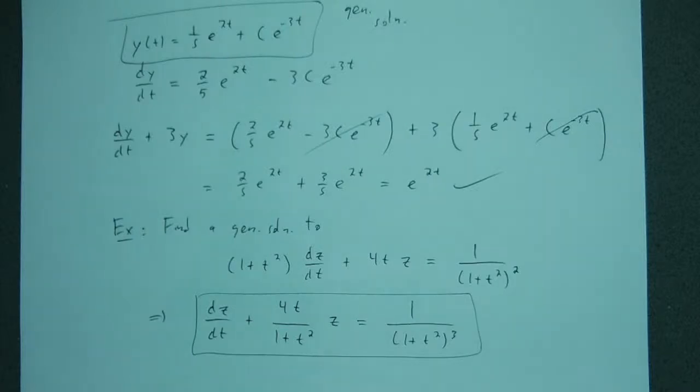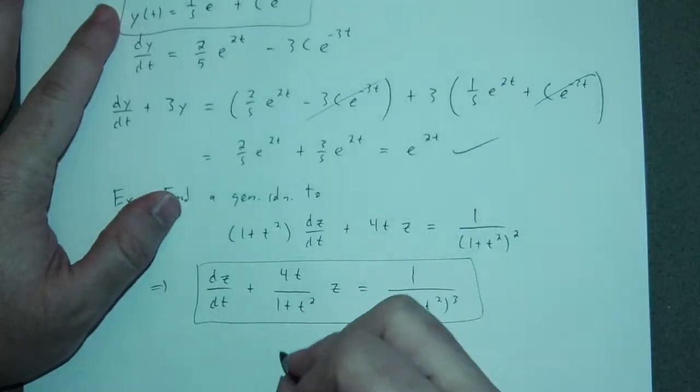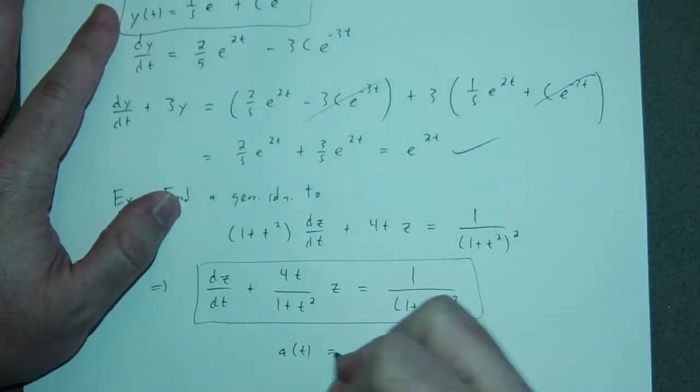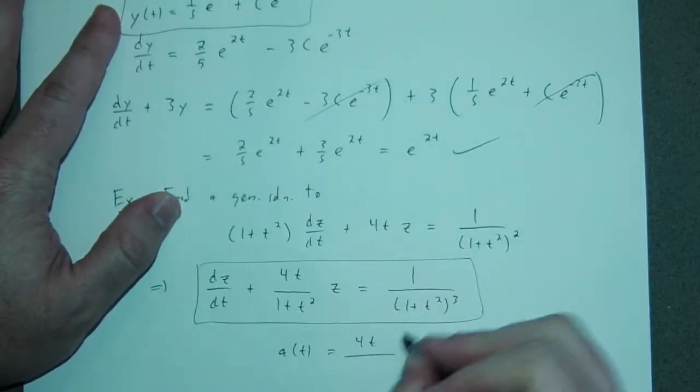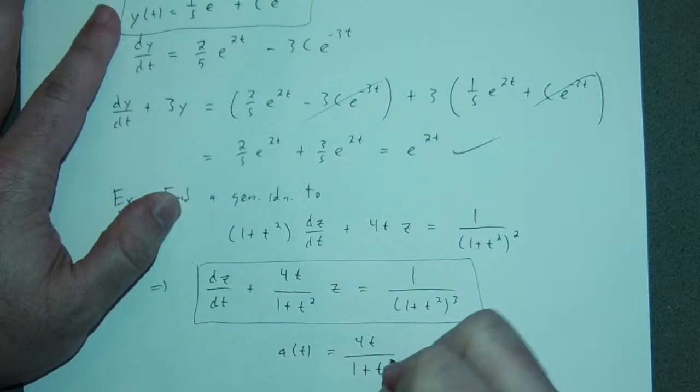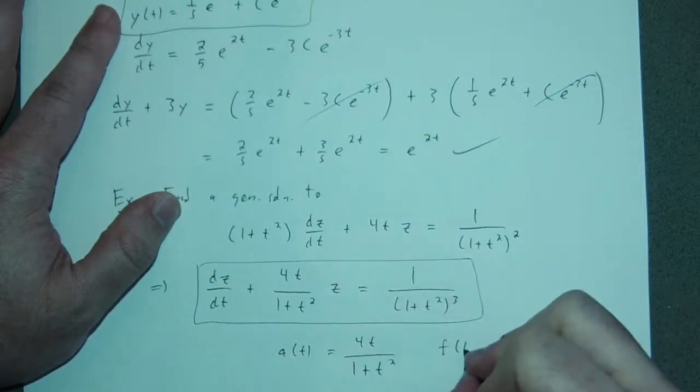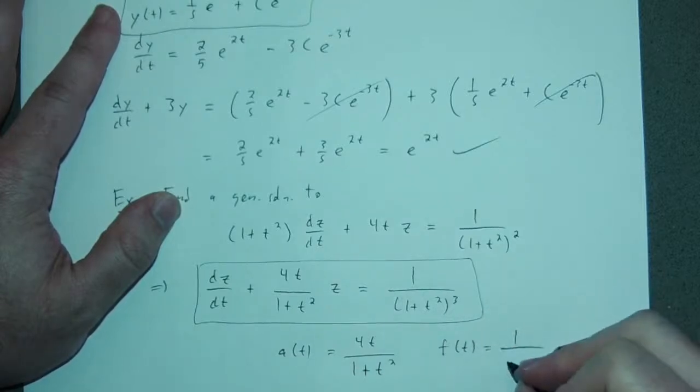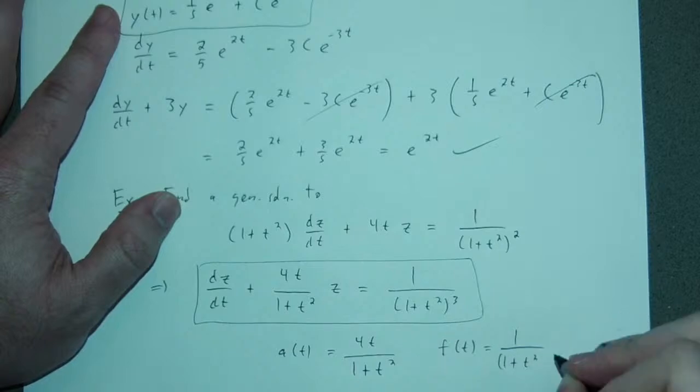All right, but here we go. Now, once we've written it in this form, I identify my little a of t as 4t over 1 plus t squared, and my little f is 1 over 1 plus t squared cubed.